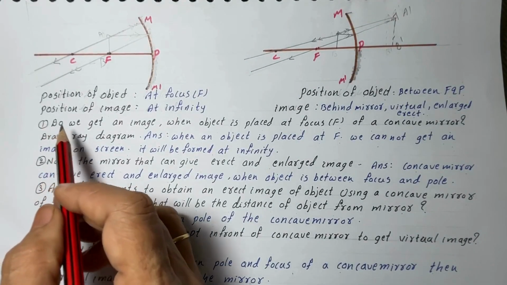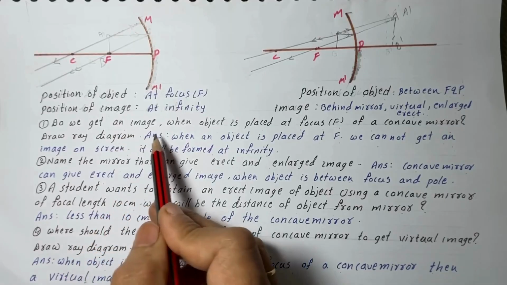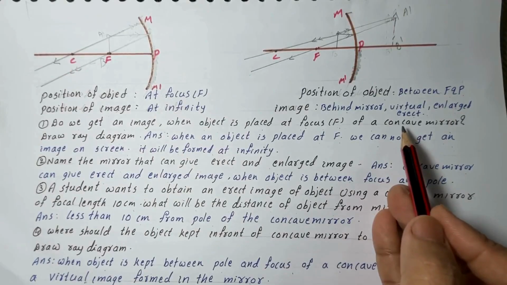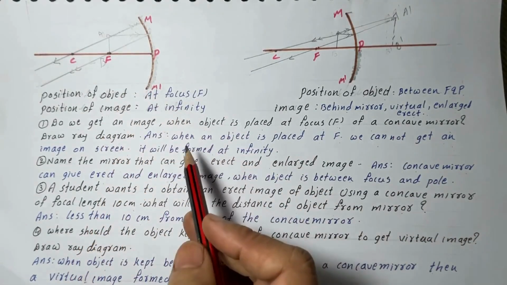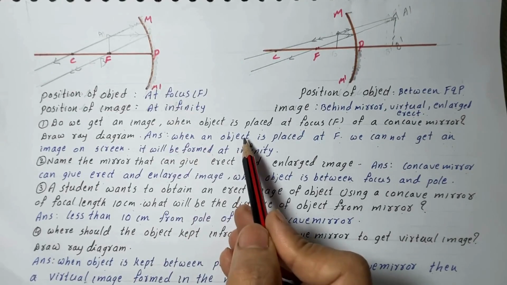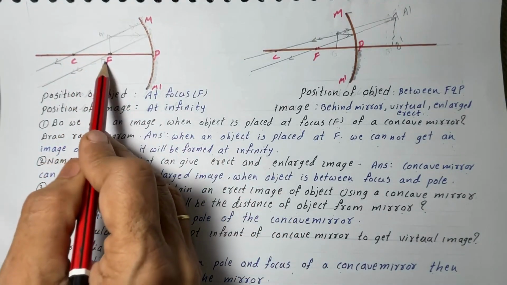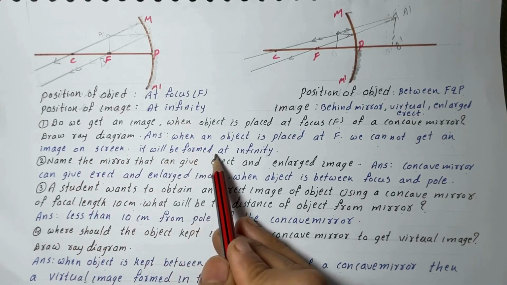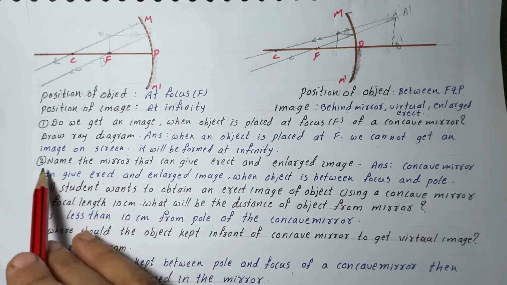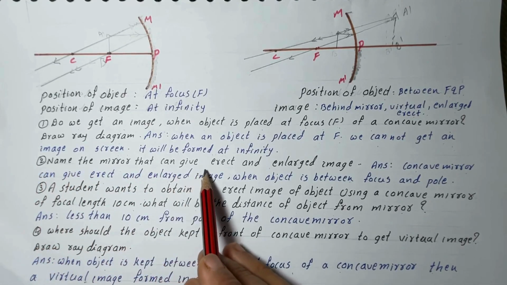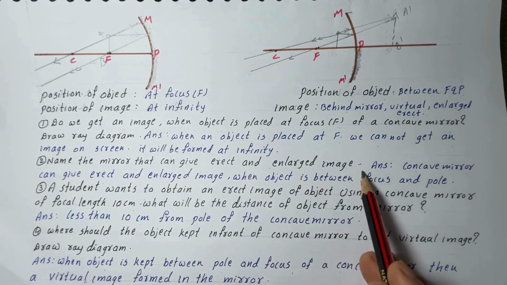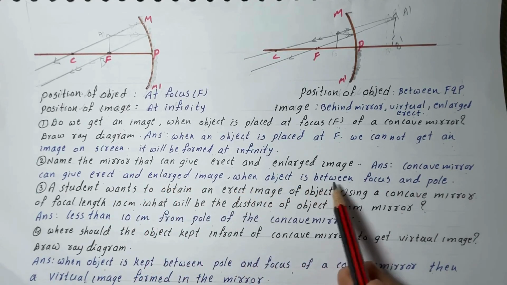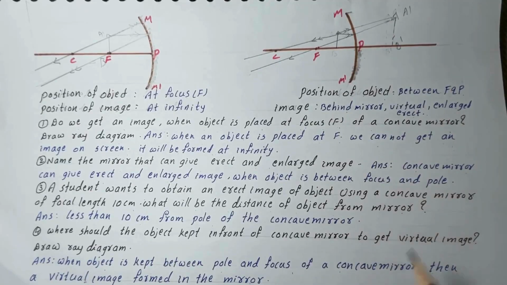Our questions are: do we get an image when the object is placed at the focus of a concave mirror? Draw the ray diagram. Our answer is: when an object is placed at F, we cannot get an image on the screen. It will be formed at infinity. Second question: name the mirror that can give an erect, enlarged image. A concave mirror can give an erect and enlarged image when the object is between focus and pole.